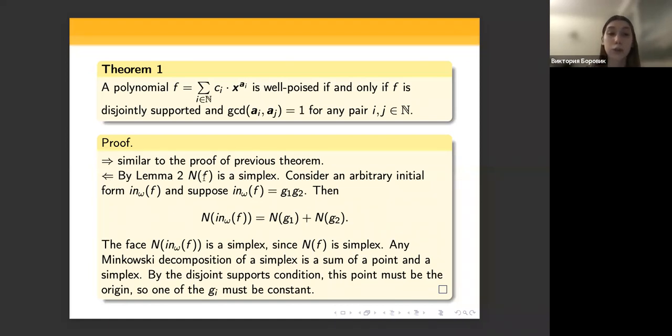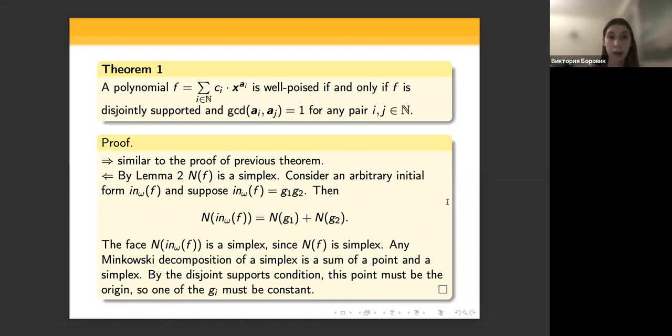By Lemma 2, we have that the Newton polytope is a simplex. Now consider an arbitrary initial form and suppose that it is reducible. Then we can decompose the Newton polytope of this initial form into the sum of two Newton polytopes. Recall that the Newton polytope of F is a simplex. Therefore, the Newton polytope of the initial form is a simplex as well, because it is just a face of the Newton polytope of F. And any Minkowski decomposition of a simplex is the sum of a point and the simplex. So this point cannot be a point different from the origin, because in this way we can factor out some degree of some variable. So by the disjoint supports condition, this point just must be the origin. So one of G sub 1 or G sub 2 should be a constant.